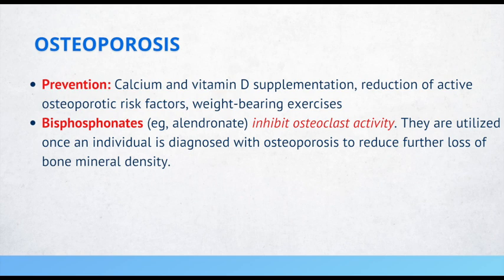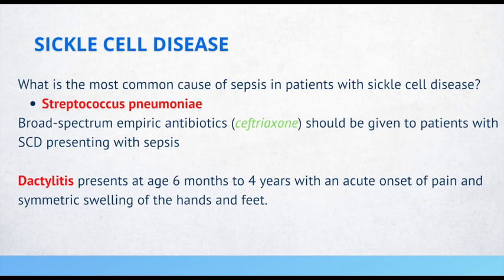So, dactylitis. This presents at age 6 months to 4 years with an acute onset of pain and symmetric swelling of the hands and feet. If you see this, especially in African American patients, you want to consider that this may be due to sickle cell disease. Some additional points to note is with this question, what is the most common cause of sepsis in patients with sickle cell disease? Strep pneumoniae.